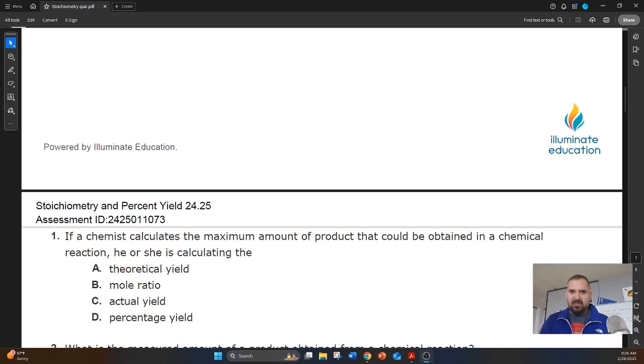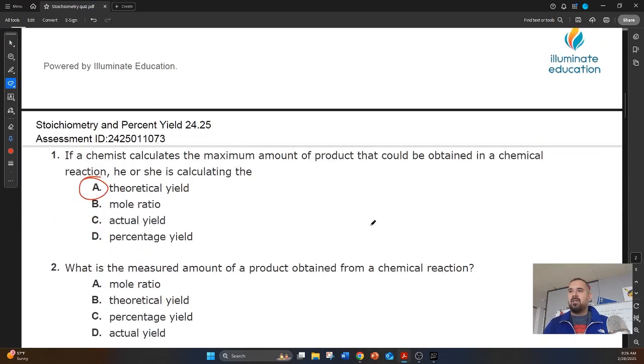This question is asking, if a chemist calculates the maximum amount of product that could be obtained in a chemical reaction, what are they calculating? Here you're calculating theoretical yield. So anytime we're doing a stoichiometry calculation, what we're calculating is theoretical yield. Let's go ahead and move on to the next one.